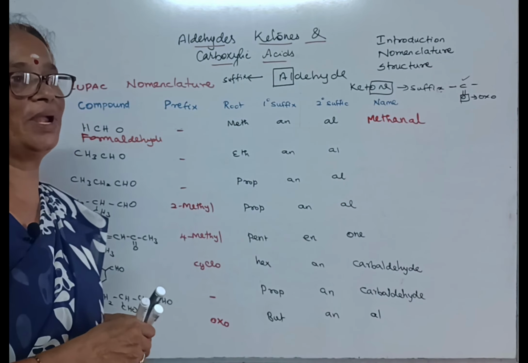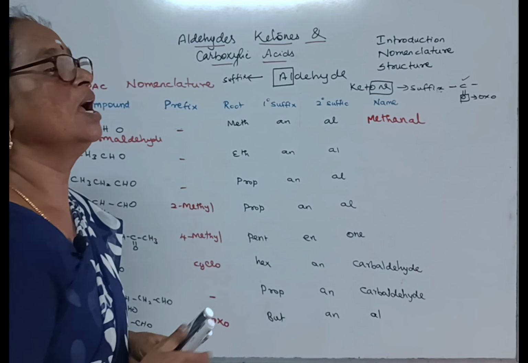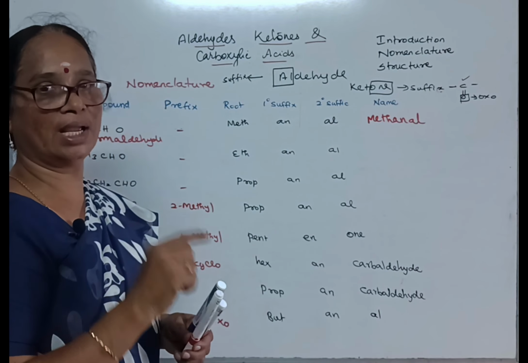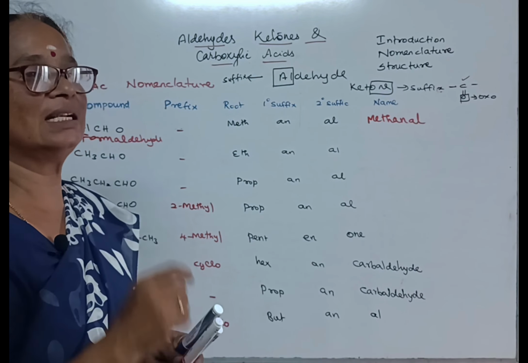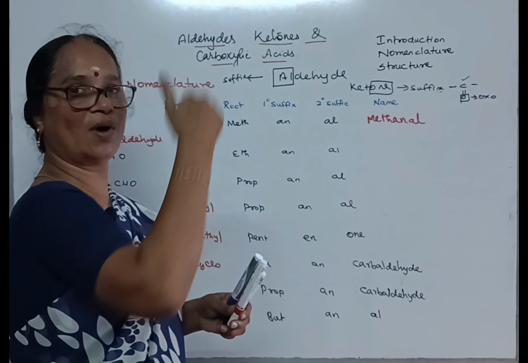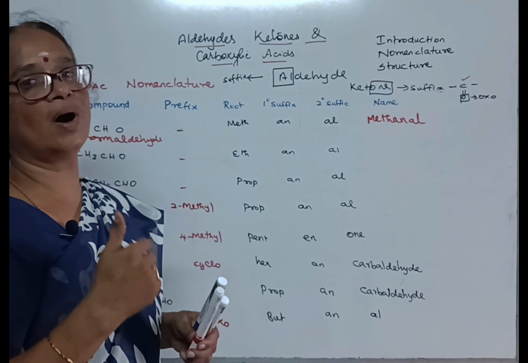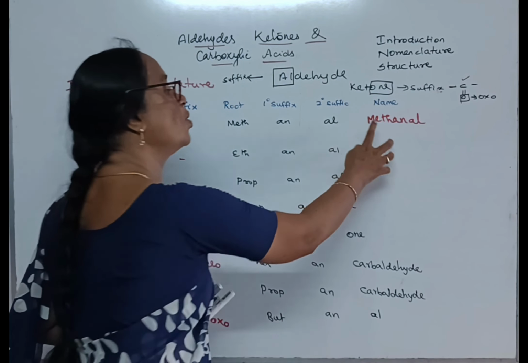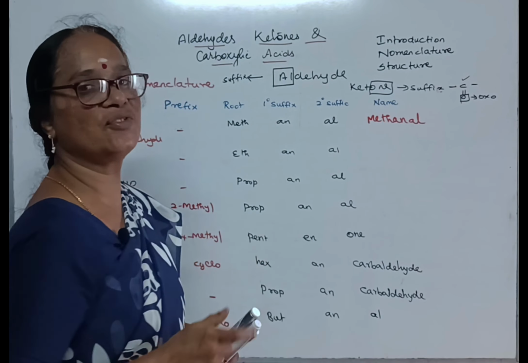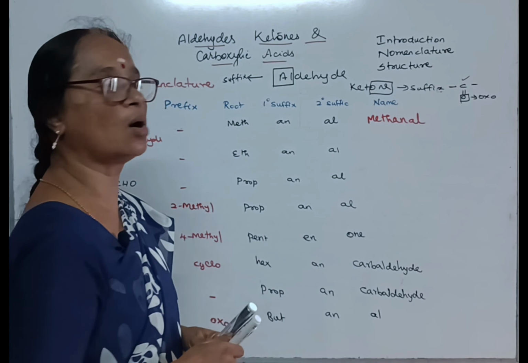See, you have to make the sound difference. Methanol, that is OL. Methanal, that is AL. So OL for alcohol, AL for aldehyde. So the sound tells what kind of functional group is present in the compound.